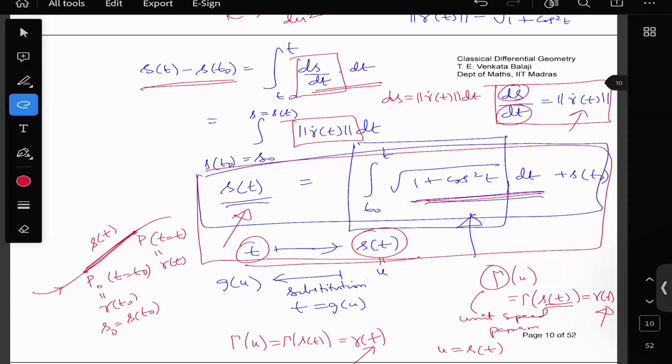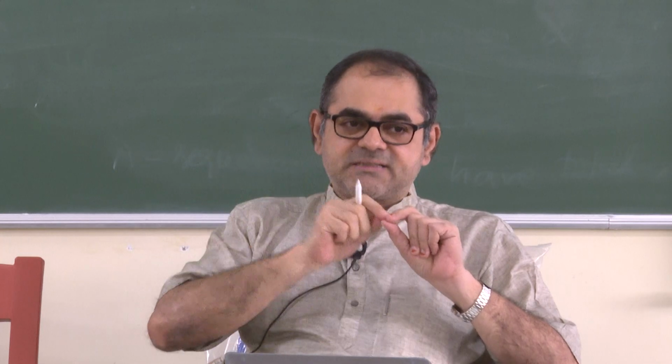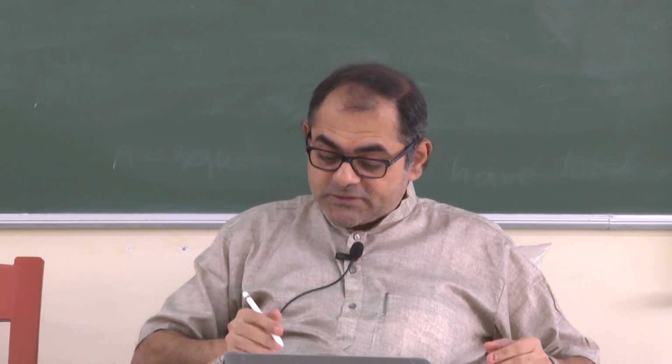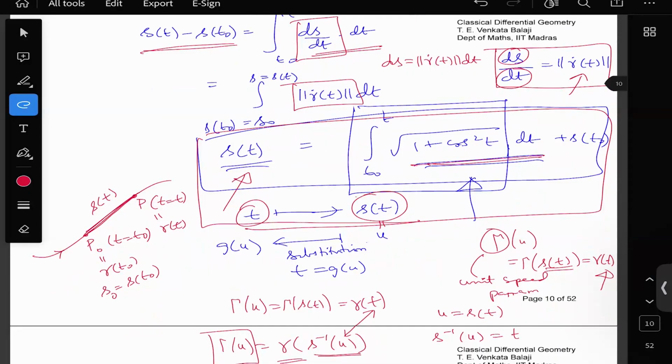For every t you have the distance from t naught, a fixed point on the curve, to S of t. That is this function. So you see, this S is a function of t. Now what you have to do is invert this. You have to call S of t as u, and take the inverse function, which should be S inverse of u. So the moral of the story is that you have to invert it, okay.